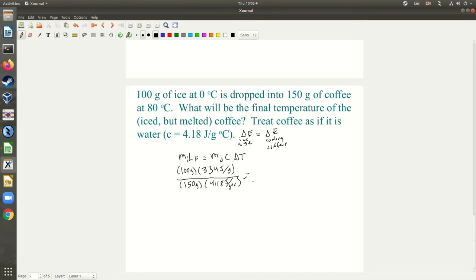Okay, so 100 times 334, and then I simply divide that by 150 times 4.18. Hang on just a second. Because I totally didn't do that right. Otherwise, I did not get 1,000. There we go. 53.3.